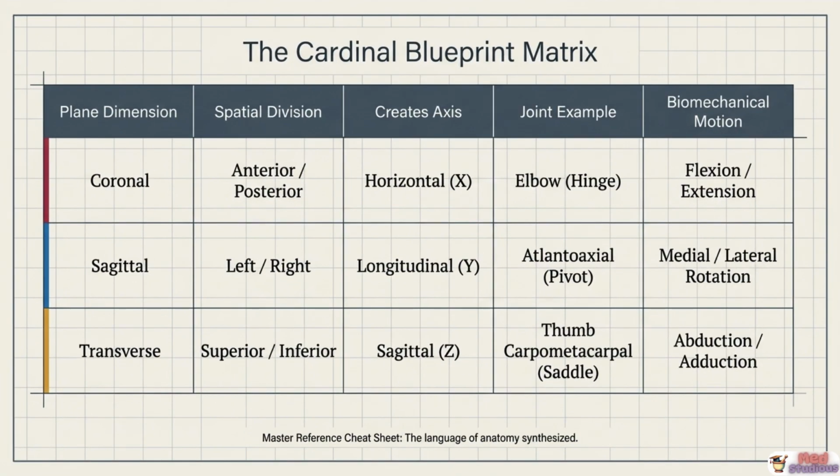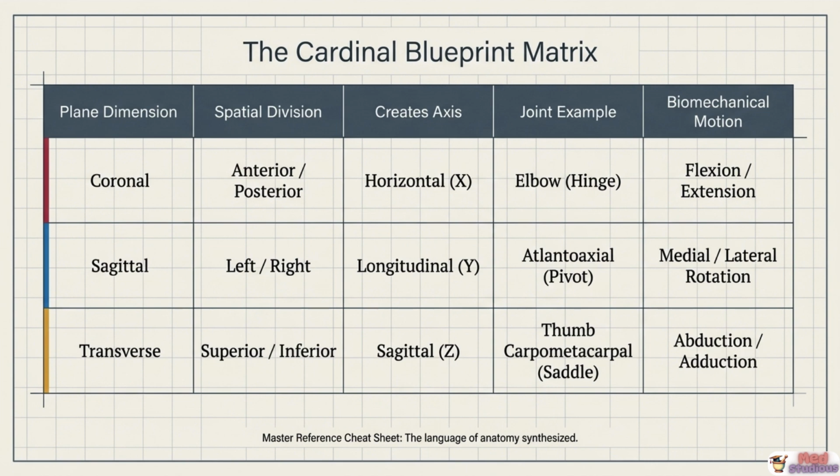We close with the complete Cardinal Blueprint Matrix, your master reference cheat sheet for this entire topic. Let's read it together. The coronal plane divides the body into anterior and posterior sections, creates the horizontal x-axis at its intersection with the transverse plane, is best exemplified by the elbow's hinge joint, and governs flexion and extension movements.